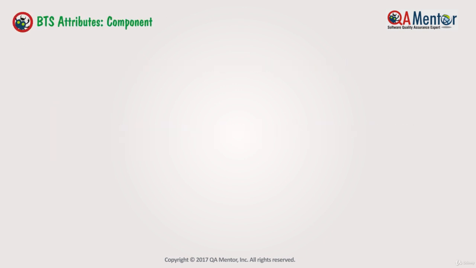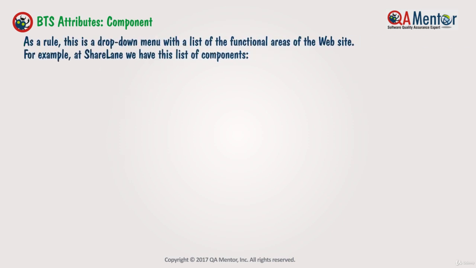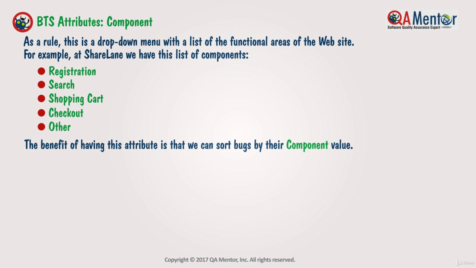BTS Attributes Component. As a rule, this is a drop-down menu with a list of functional areas of the website. For example, at ShareLane, we have the list of components: registration, search, shopping cart, checkout, other. The benefit of having this attribute is that we can sort bugs by their component value.